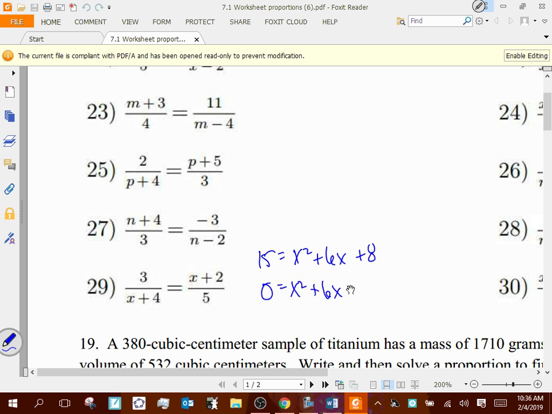Subtract that, which should give me -7. So now I'm looking at x minus 1 and x plus 7. So solving both of those, x will equal 1 and x will equal -7.